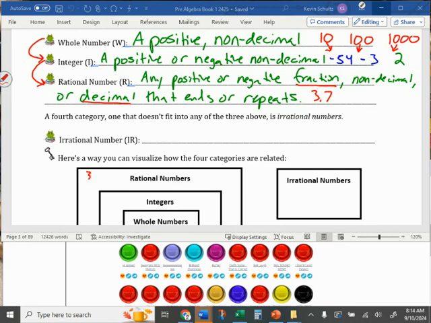If we put 3.7 in here, it's rational only, not an integer, not whole. We can put negative 54 right here because it's an integer. It's not whole, but it's also rational. Okay? Fraction. Say something like negative 4/11. Rational because it's that fraction piece.